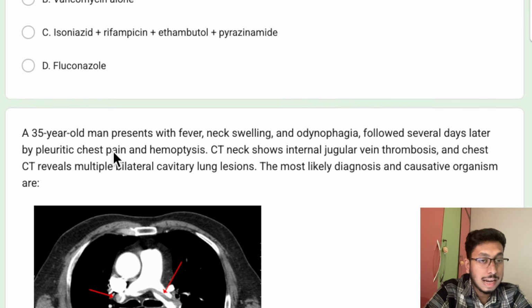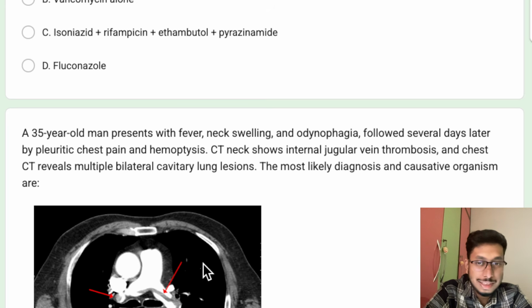Okay, a 35-year-old man presents with fever, neck swelling, and odynophagia. So there is oral cavity inflammation for some reason, which is why there is odynophagia, maybe peritonsillar abscess or tonsillitis. Followed several days later by pleuritic chest pain and hemoptysis. CT neck shows internal jugular vein thrombosis. So here we are dealing with Lemierre syndrome, right? And chest CT reveals multiple bilateral cavitary lung lesions. What is the most likely diagnosis and causative organism?